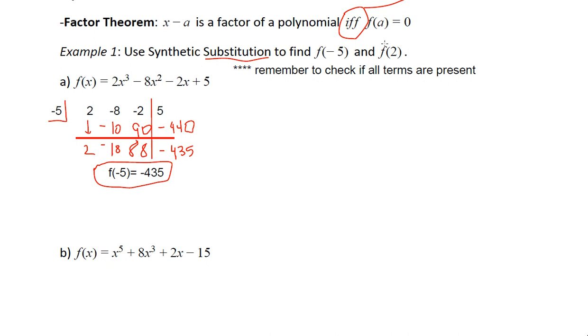Okay, so let's also evaluate f of 2. So if I put in my 2, uh-oh, my 2 went away. There we go. If I put in my 2 and I get same coefficients, 2, negative 8, negative 2, and 5.